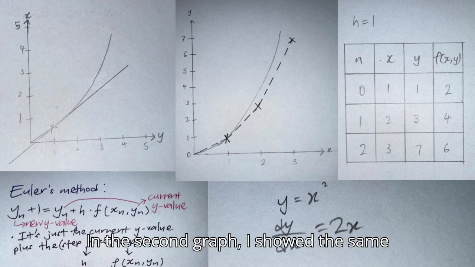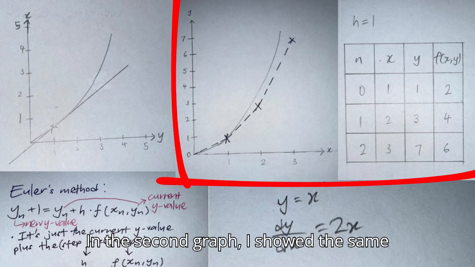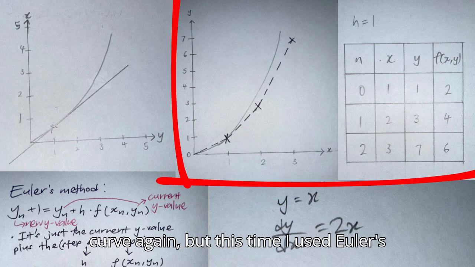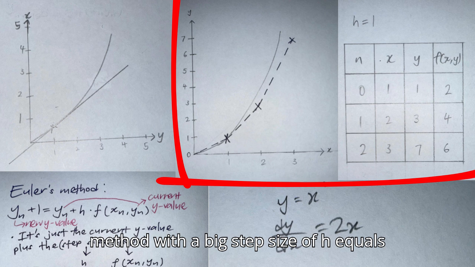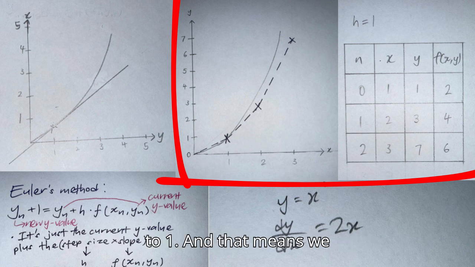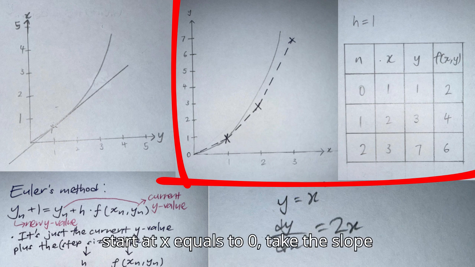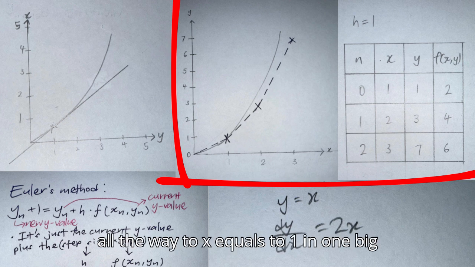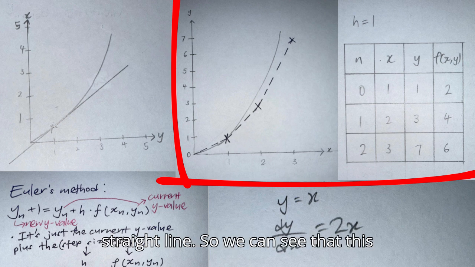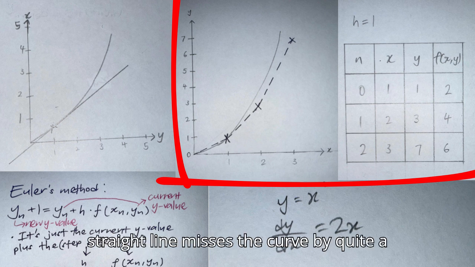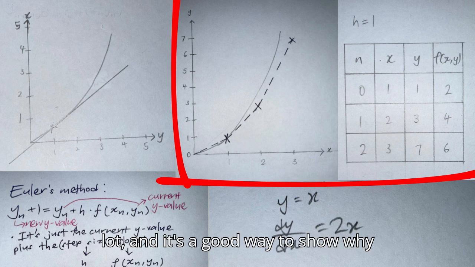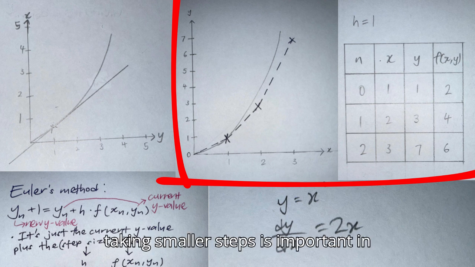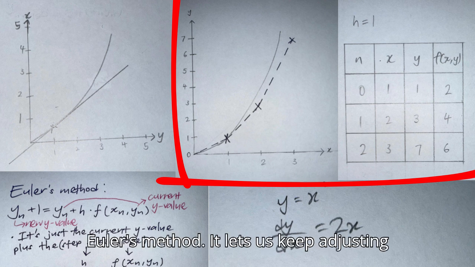In the second graph, I showed the same curve again, but this time I used Euler's method with a big step size of h equals 1. And that means we start at x equals 0, take the slope there, and then use it to jump directly all the way to x equals 1 in one big straight line. So we can see that this straight jump misses the curve by quite a lot, and it's a good way to show why taking smaller steps is important in Euler's method.